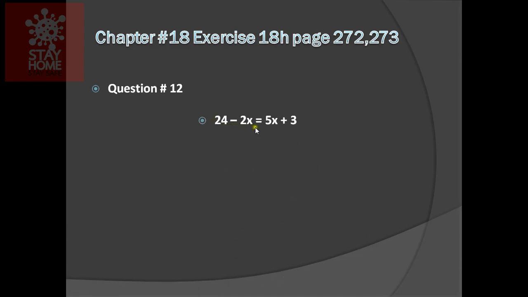Question number 12. 24 minus 2x equal 5x plus 3. 5x comes here and minus 2x comes here. This 3 comes here to become minus 3, and this 2x comes here to become plus 2x. So now 24 minus 3 equal 5x plus 2x. It is 21 equals 7x. 21 over 7 equal 3.